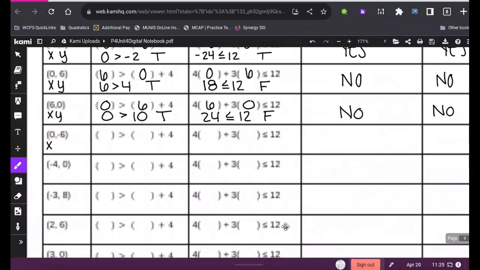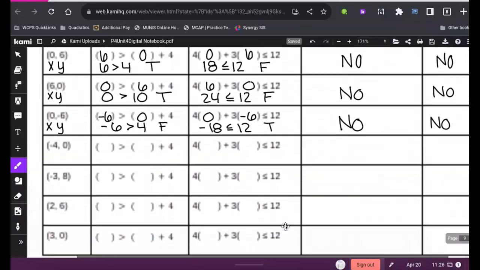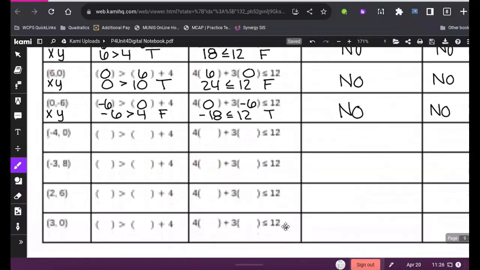So for this one, x is 0, y is negative 6. So now we just simplify. Negative 6 is not greater than 4, so this one is false. And then negative 18 is less than 12, so this one is true. It does not satisfy both inequalities, so it is not a solution. If we get one true, one false, it is not satisfying both inequalities, which means it is not a solution.